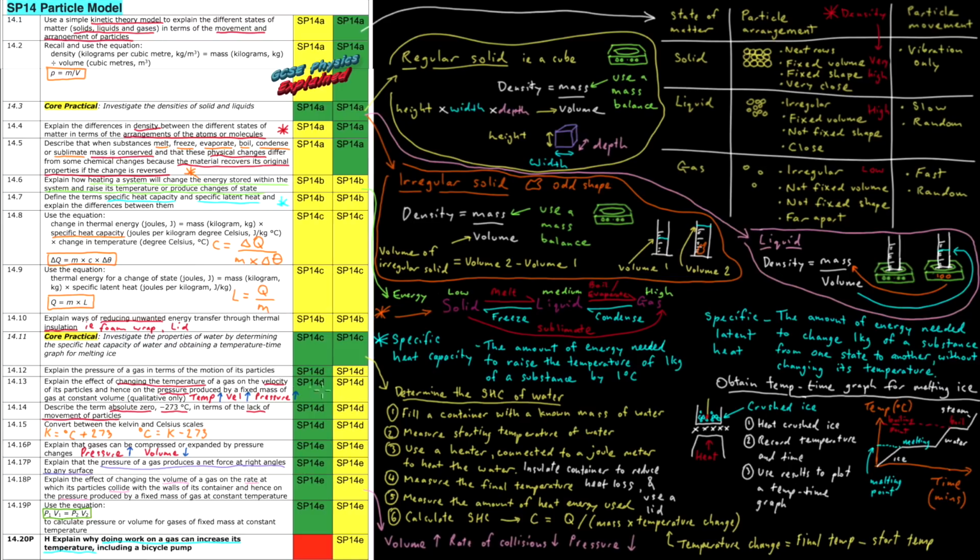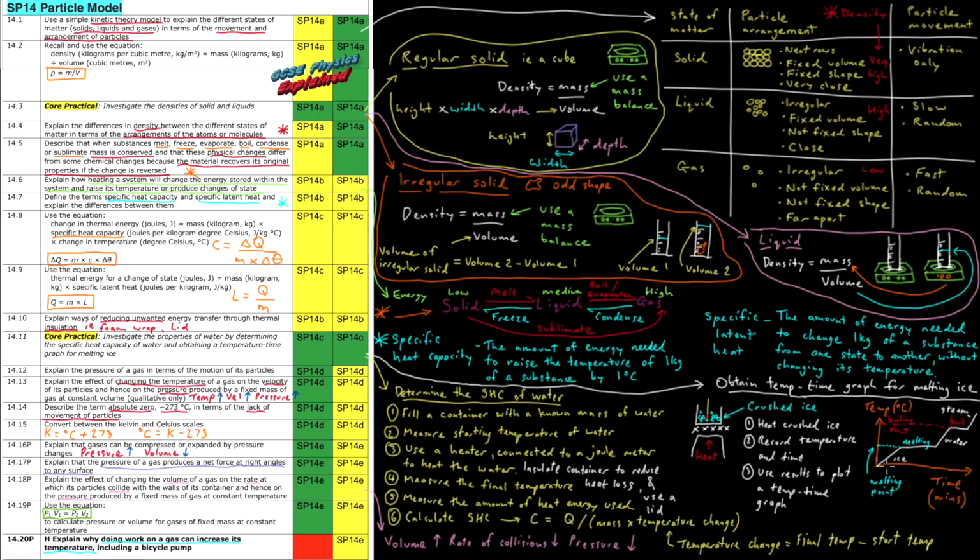Obtaining a temperature time graph for melting ice. Right, what you do is you tell the examiner that you would heat some crushed ice. You'd record the temperature and the time. So say heated for 10 minutes, record the temperature over the 10 minutes. And then use those results to plot your temperature time graph.